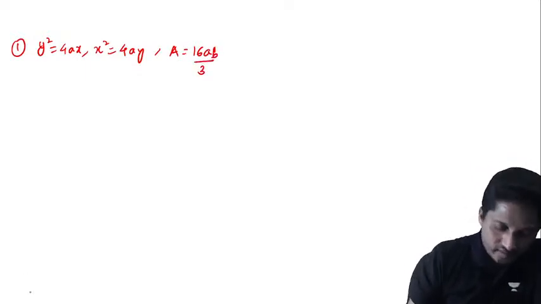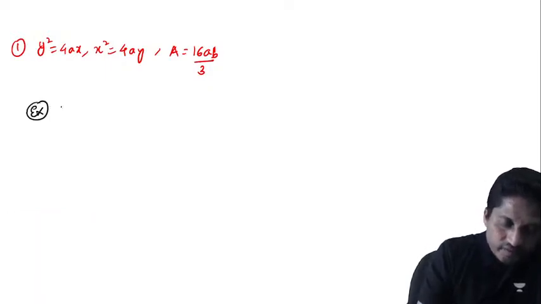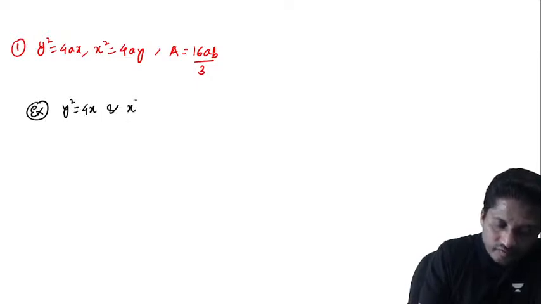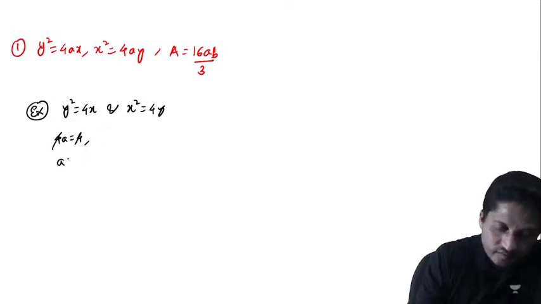16ab by 3. I'll give an example. Let's say you have y square is equal to 4x and x square is equal to 4y. What is the area of this? If you compare, you get 4a is equal to 4. Even this 4a is equal to 4. You cancel this, a equal to 1.